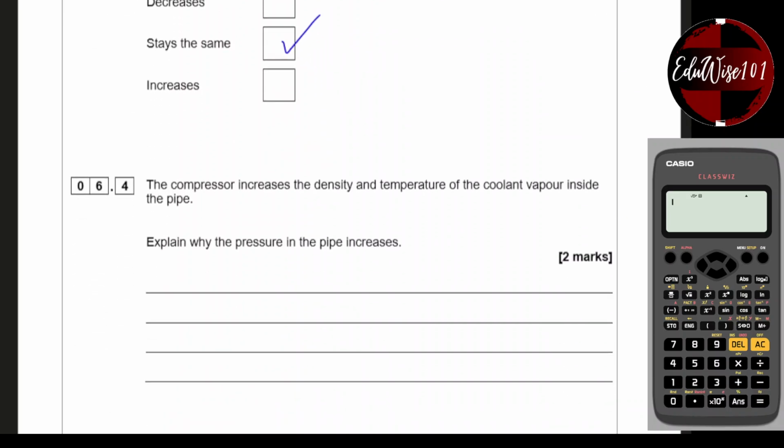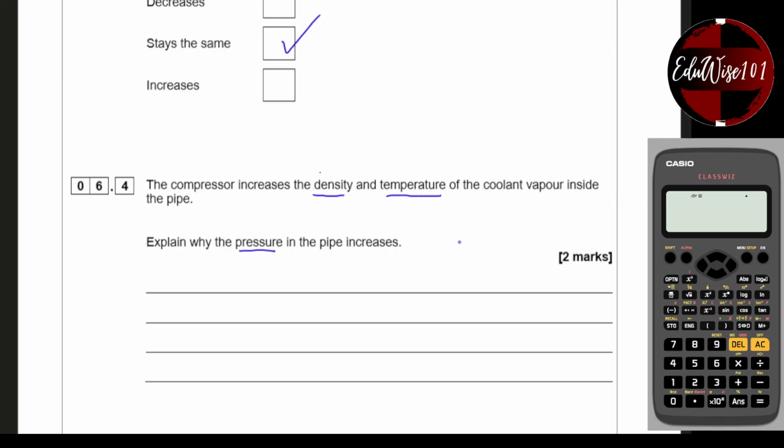The compressor increases the density and temperature of the coolant vapor inside the pipe. Explain why the pressure in the pipe increases. Now, how are these actually linked? They're asking you to explain what happens to the pressure. Well, the compressor increases the density. Density is increased by the mass, which is the number of particles. Now, the compressor is pushing the air together, which means there's more particles of air or coolant, the vapor of the coolant, in a small space. Hence the density is increased, which means you're increasing the number of particles.